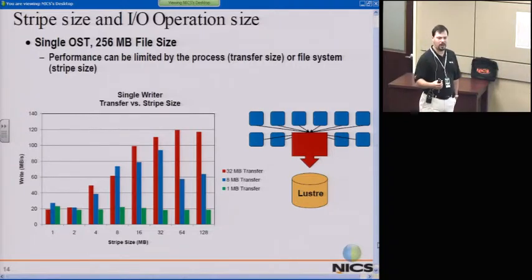So performance can be limited by the amount of data you're writing at one time in the application, and also can be limited on the file system side of things, where you take your transfer and chop it up into smaller bits, or just aggregate them all.